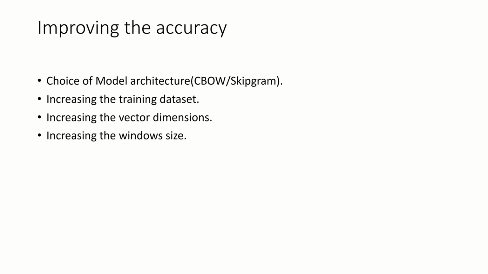We can try to improve the accuracy of the word embeddings by the choice of our model architecture. We can use continuous bag of words or skipgram. Usually for larger data sets we will be using skipgram, and for small data sets we can use continuous bag of words. We can improve the accuracy by increasing the training data set, increasing the vector dimensions, and we can also increase the window size. Earlier in this slide we have taken 3 as the window size, but we can increase the accuracy by increasing the window size too.